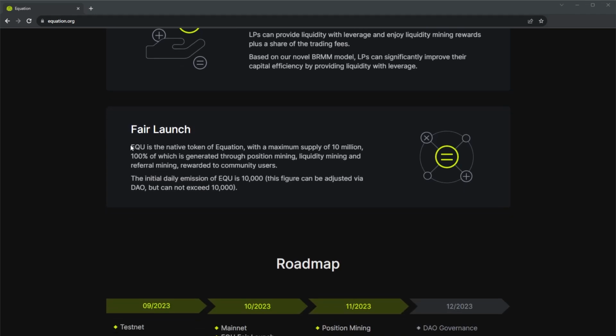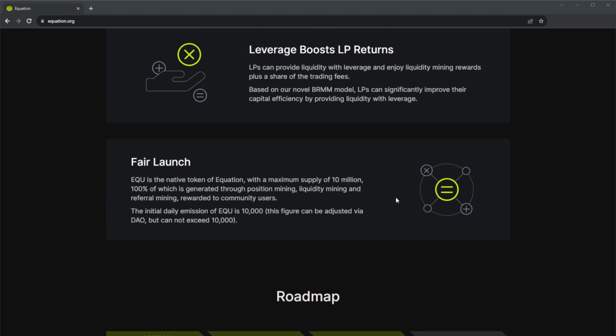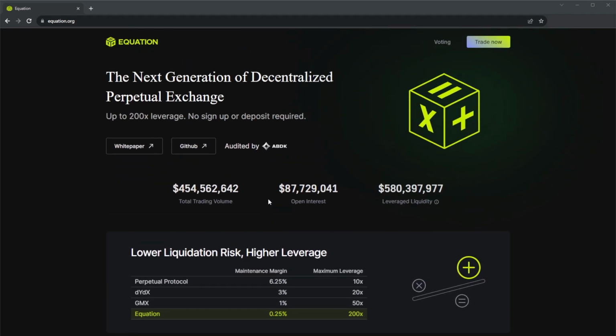And a fair launch. EQU is the native token of Equation, with a maximum supply of 10 million, 100% of which is generated through position mining, liquidity mining, and referral mining, rewarding the community users. The initial daily emission of EQU is 10,000, and this figure can be adjusted via the DAO. So every single day, if you hold a position in the contract with Equation, you are allowed a share of 50% of the daily released EQU.